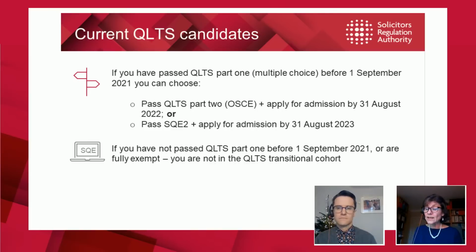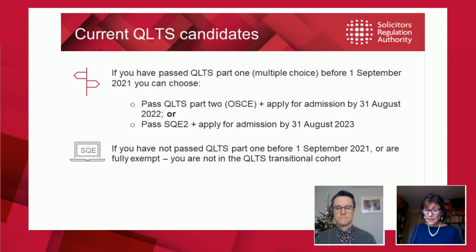If you are in the transitional cohort, that is, you've passed the MCT, and I think the last sitting next year will be in July, then you've got an extended period to complete the QLTS. And even though SQE comes into force on the 1st of September 2021, you can complete QLTS in two ways, either by taking the OSCE, that's the QLTS Part 2, which will remain available until the 31st of August 2022, so for another 12 months. Or, alternatively, you can pass the SQE2. So you can do a little bit of a mix and match there.